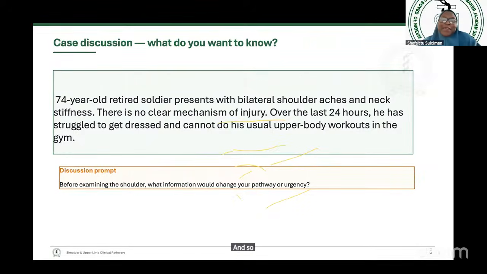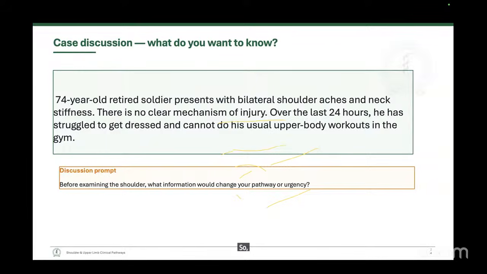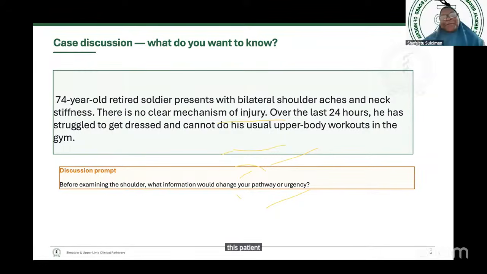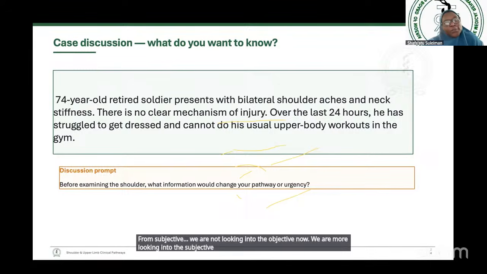So you see, for this patient, clearly there was a trauma, unlike in this case, where there is no clear mechanism of injury. Assuming this patient comes to you, what would you want to know? From the subjective, we are not looking into the objective now. We are looking into the subjective. What would you want to know?